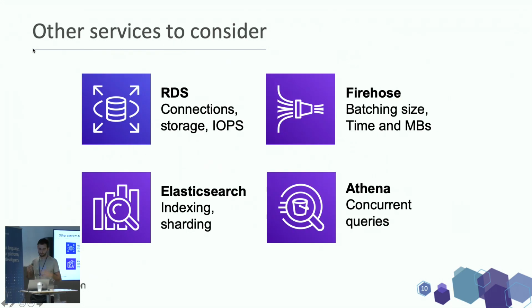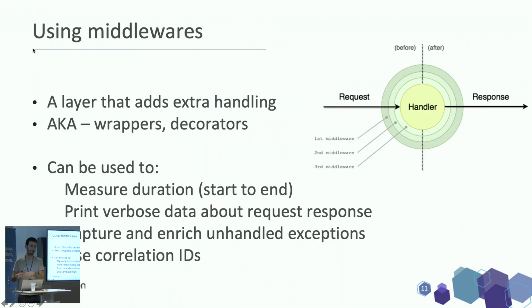So once we understand these kinds of problems, there are lots of other services to consider. These are just some of my favorite ones, like IOPS in RDS, even the Aurora one, or Firehose's batch size, or Athena concurrent queries. Almost every service has some limitations that you need to make sure you're taking care of. Let's talk now about how to overcome such errors.